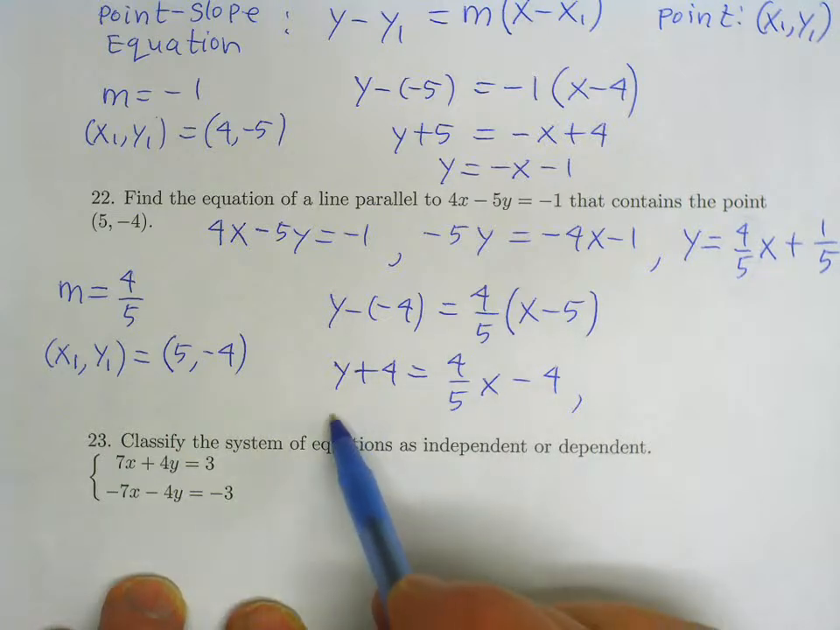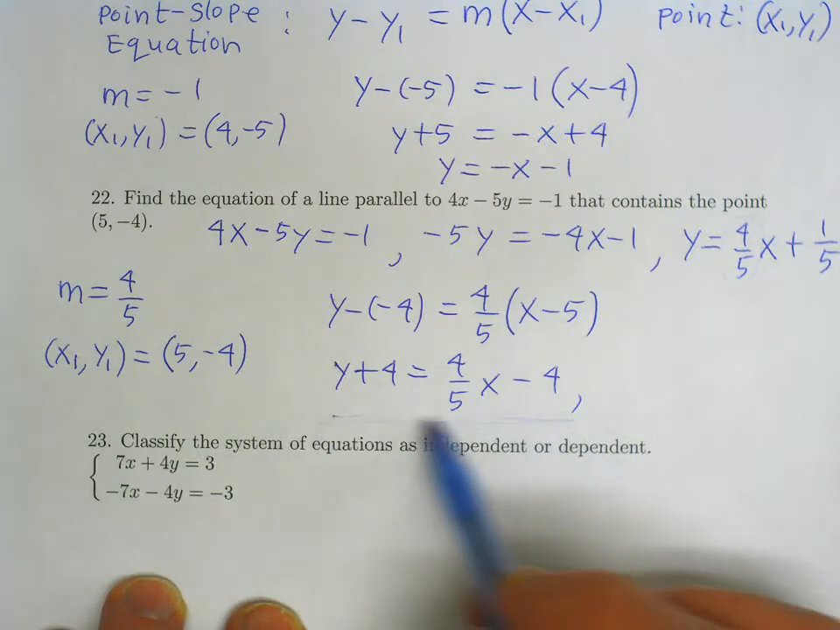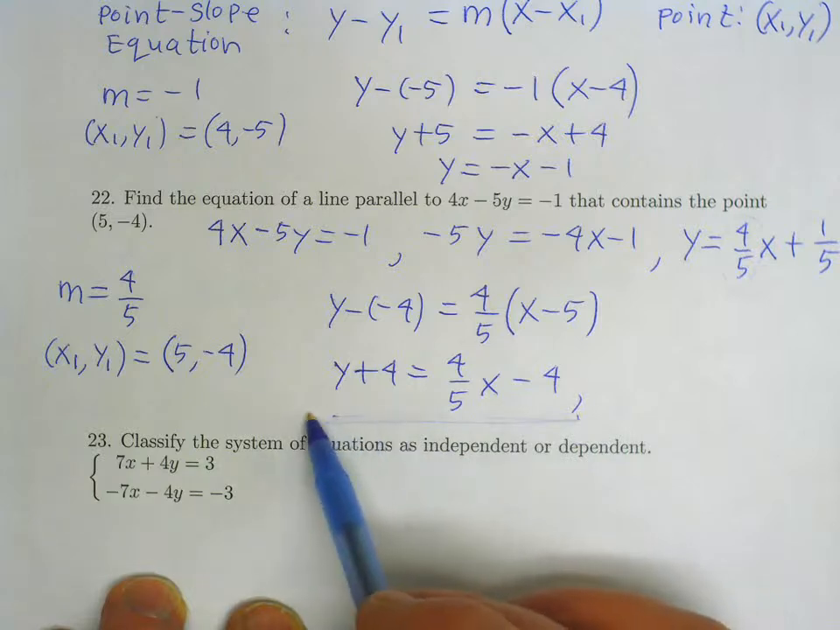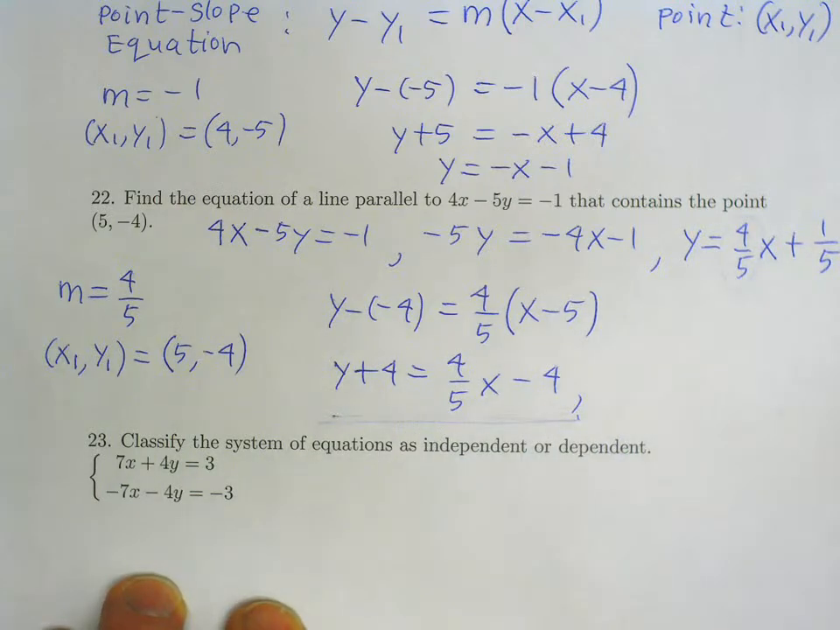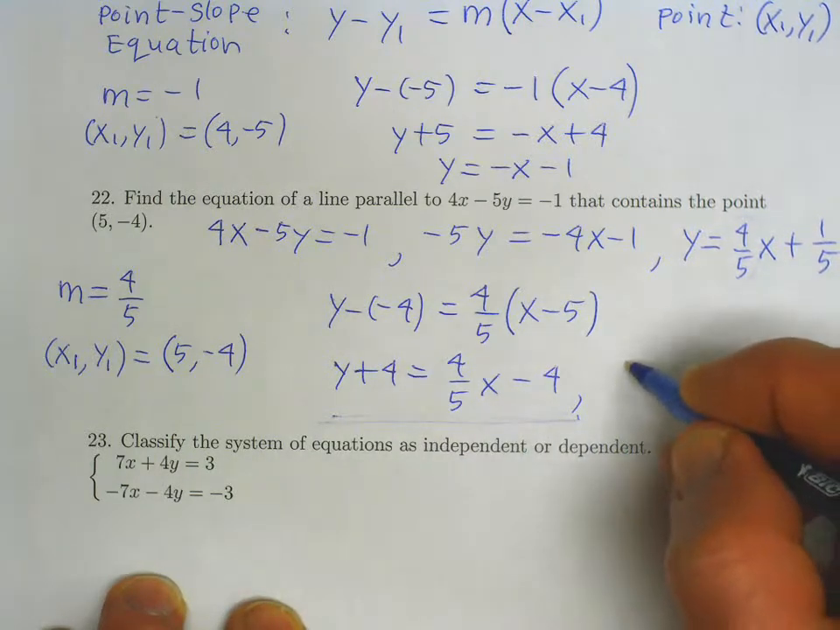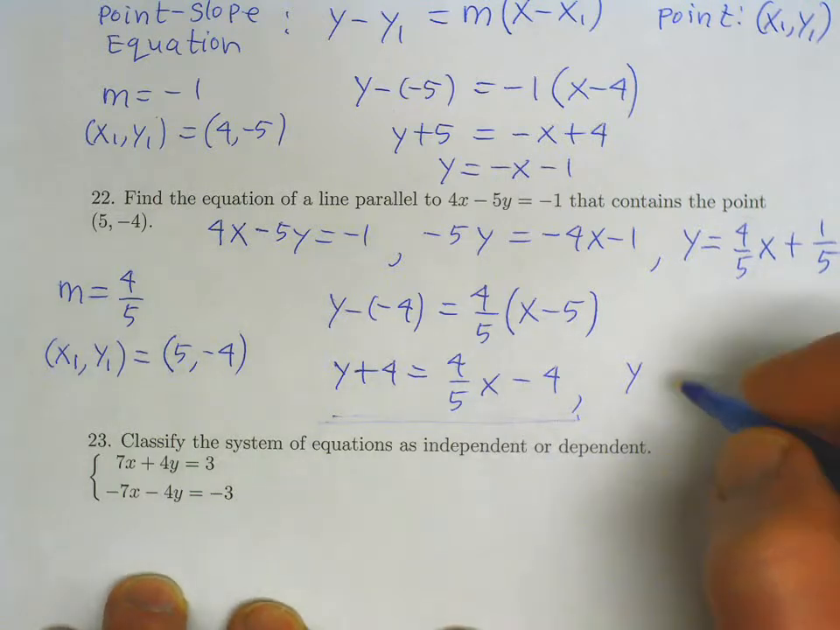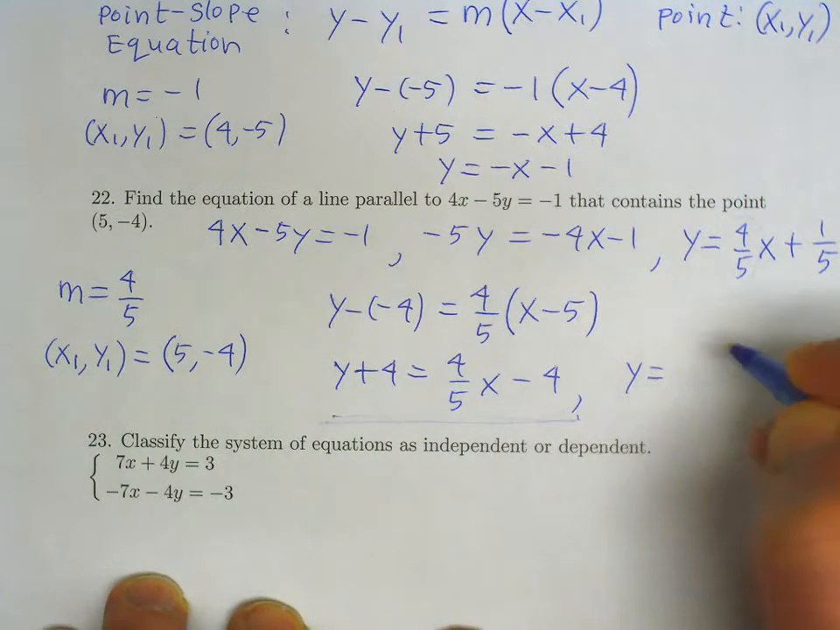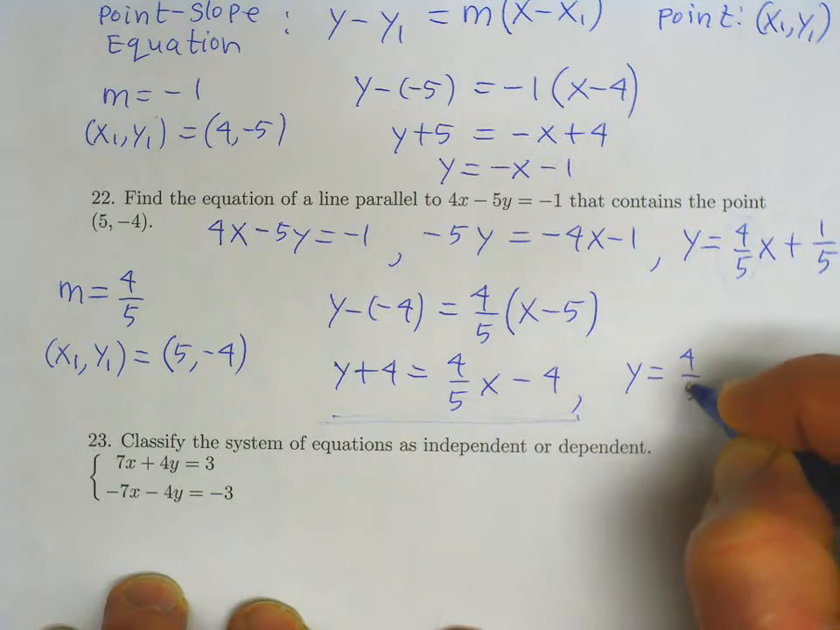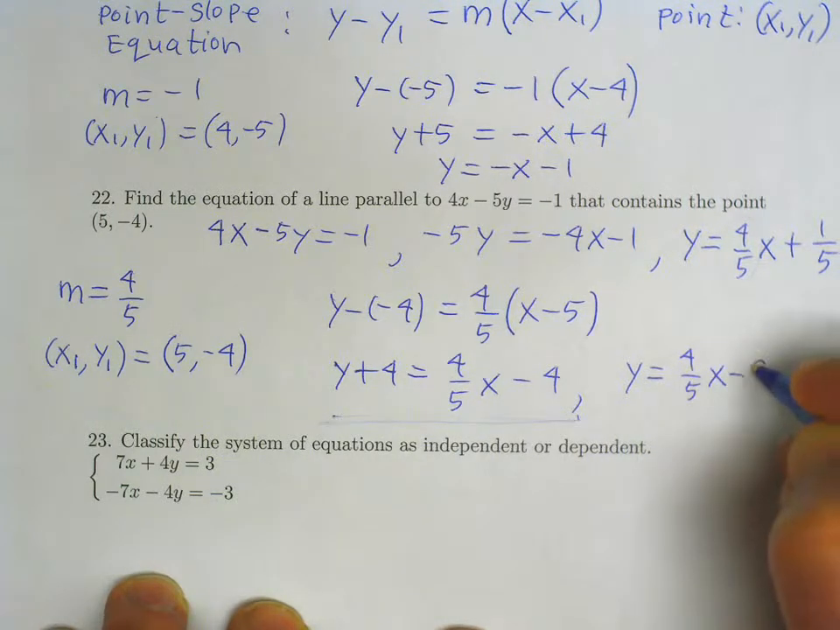So this is a pretty good option if it's allowed. If you're supposed to write it in slope-intercept form, then you have one more step. The slope-intercept form is y equals 4/5 x minus 8.